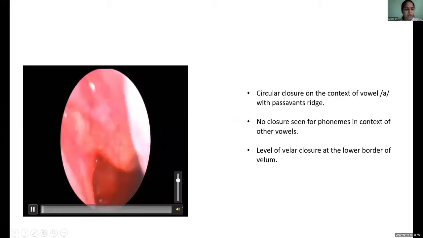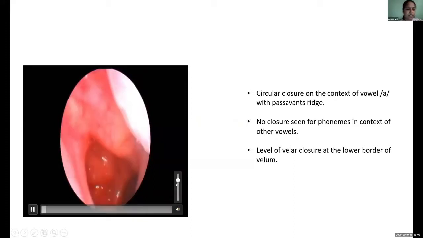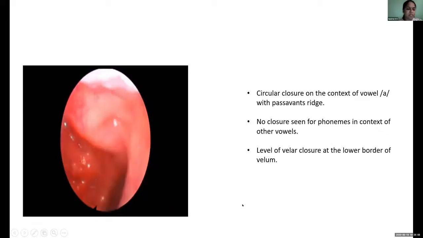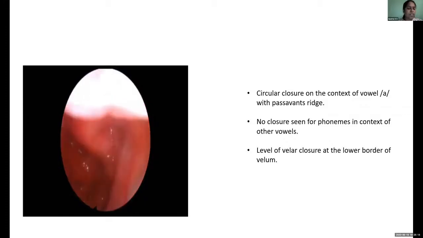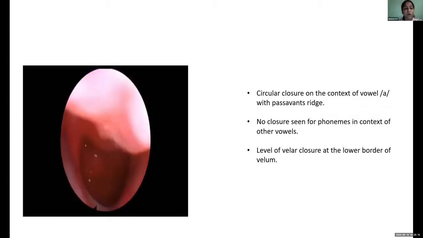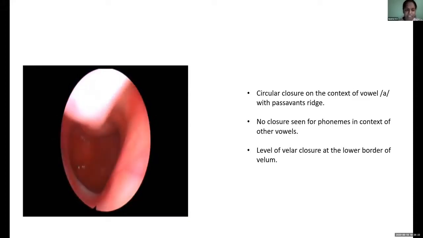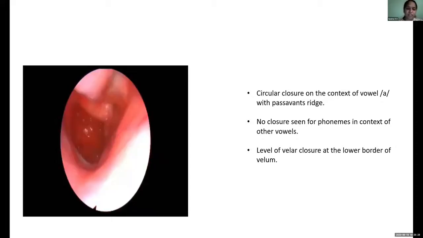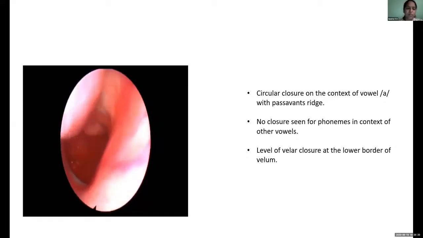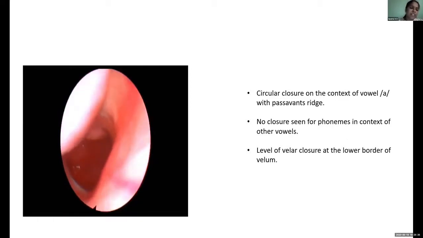So this is her nasoendoscopy, and we could see the same finding here. There was a circular closure seen, with even the lateral walls coming forward, but that was seen only in the context of vowel A, not for other vowels or any other consonants. Even the movement, as we saw in LVF, was on the lower border of the velum; the entire velum was not lifting up. Only the end of the velum and the posterior pharyngeal wall compensating for the closure was seen in nasoendoscopy.